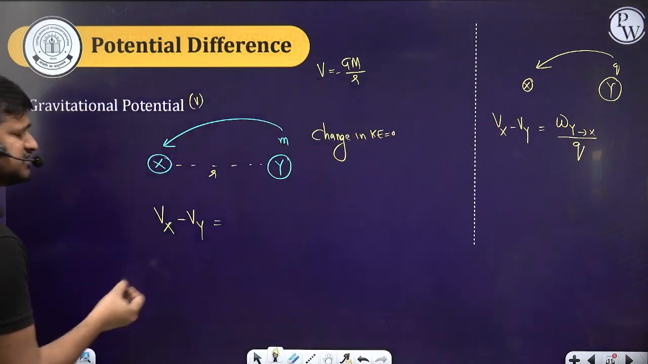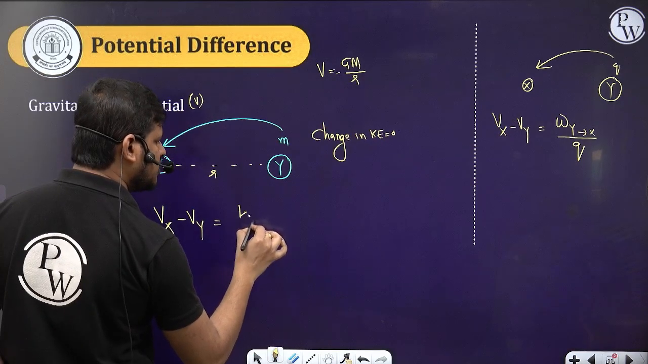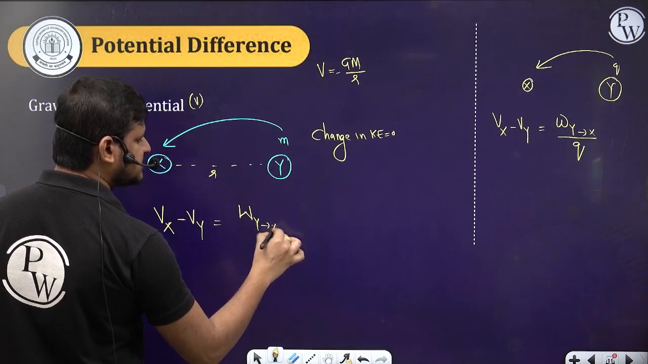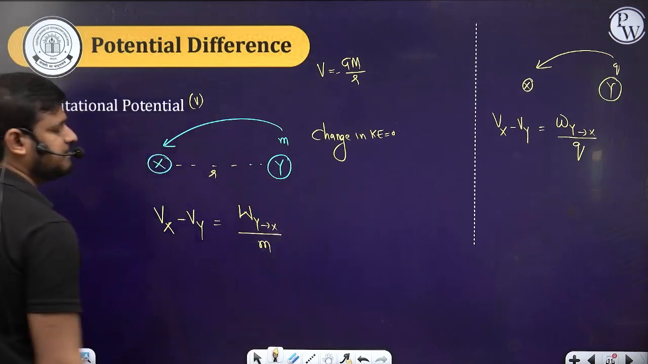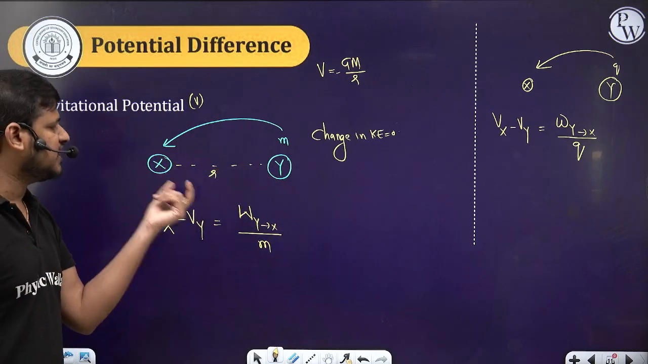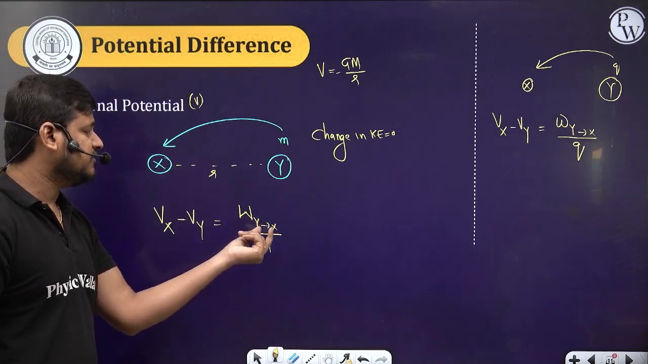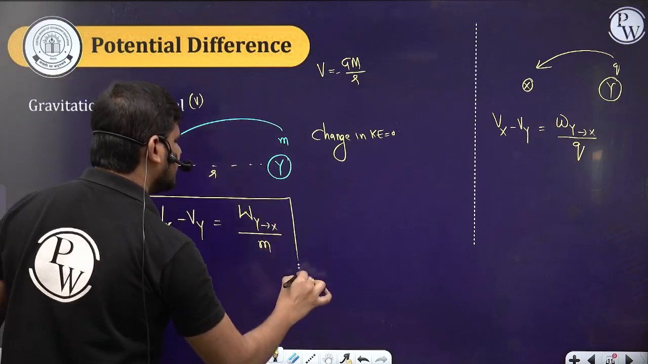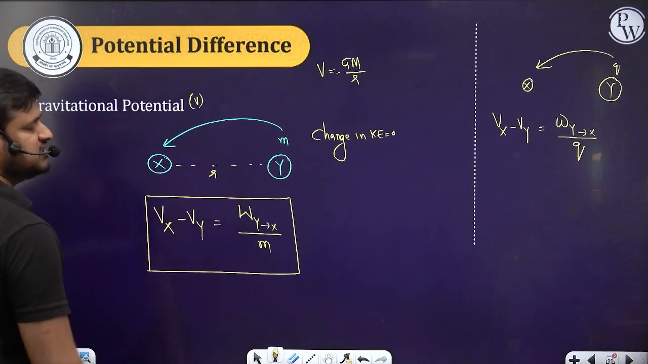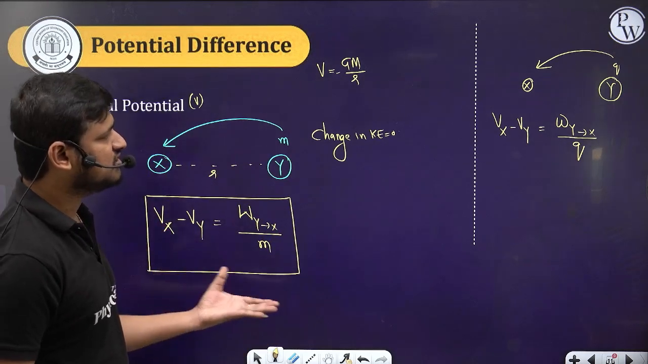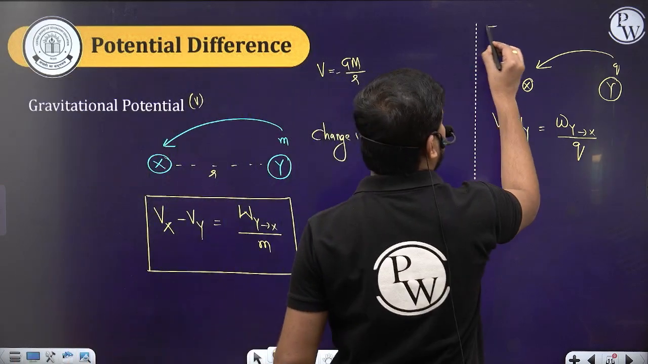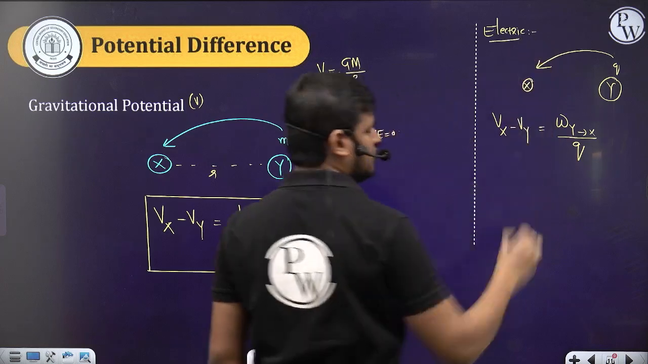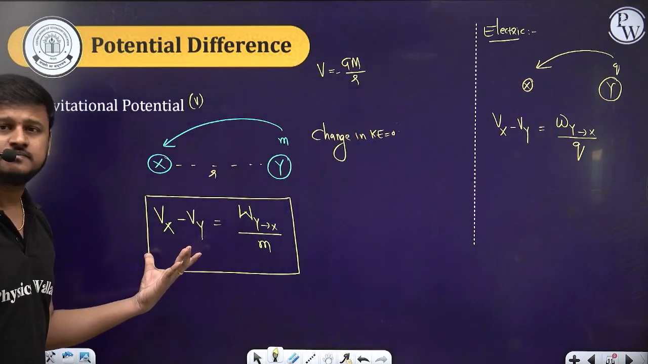So here also the same thing. How much work you are doing in bringing this mass m from y to x? So this is actually the potential difference in terms of mass. This is in terms of electric. Okay, clear guys? Done?